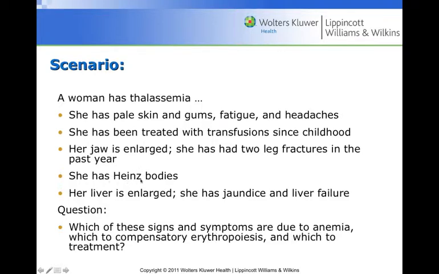The Heinz bodies are from the transfusion treatment. The enlarged jaw and leg fractures are due to her overdrive of increased production of red blood cells within the bone marrow. Pale skin, gums, fatigue, and headaches are due to the anemia itself. Then the enlarged liver, jaundice, and liver failure are due to breakdown, or hemolysis, and the products from that resulting in jaundice.